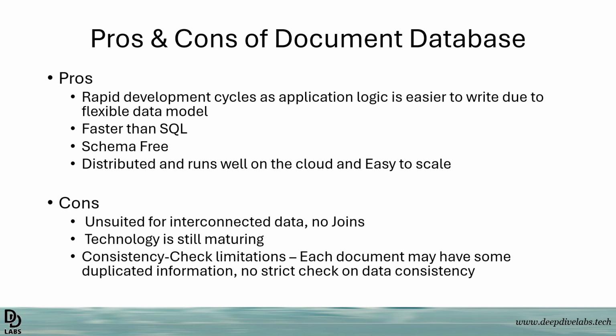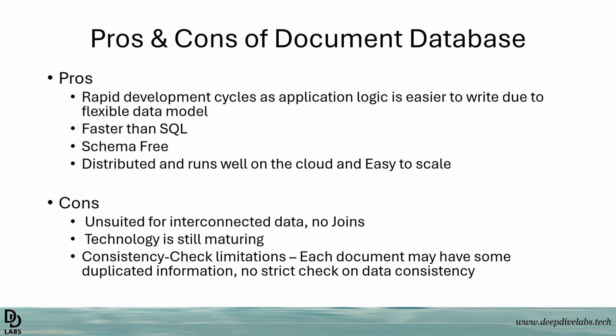Of course, there are disadvantages as well. A document database is not suited for interconnected data and does not support join. Of course, you can see that some of the later versions of document databases, like MongoDB, do support some kind of join, right? But the traditional version does not support join. Of course, with document databases, the technology is still maturing.